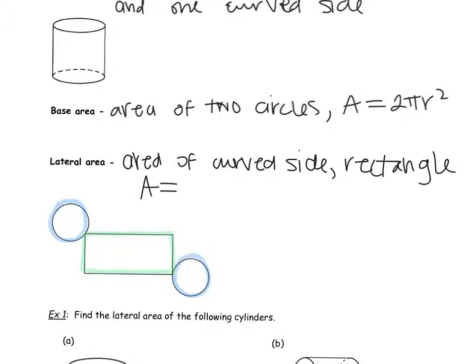well, the area of a rectangle is just length times width, and the width of our rectangle is just the height of our cylinder, and then our length is this longer side, which when curved around one of the bases ends up being the circumference of a circle. So the area for the curved side is going to be the circumference of a circle, 2 pi r, times the height.